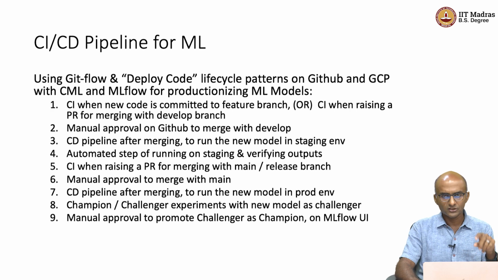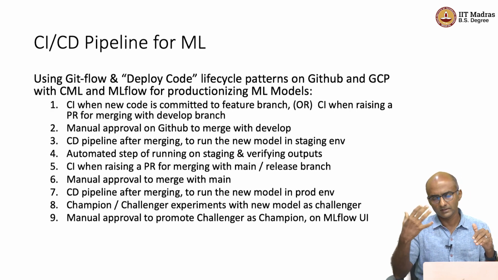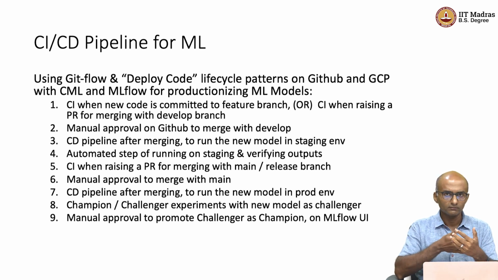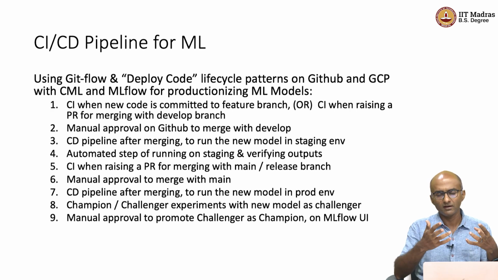And at that stage also, CML will help create a particular comment along with the report for accuracy, etc. So there is a manual approval for that step. That manual approval will then ratify and say it's okay to merge with main or merge with release. And that will in turn trigger the CD pipeline for that merging, right? As soon as the merge is done, the CD pipeline gets triggered and the model gets deployed in the production Kubernetes cluster automatically.